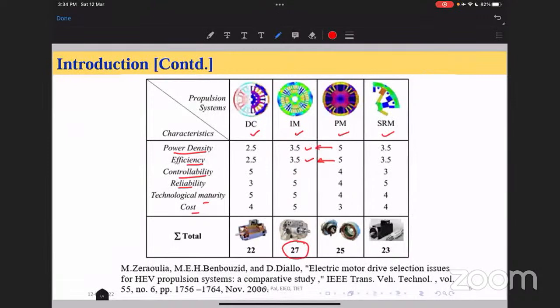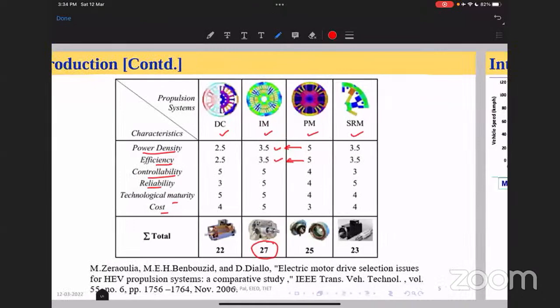That is the thing. To produce high energy or a high amount of power, the induction motor size should be bigger compared to the PM motor. That is the one disadvantage if we consider the induction motor in a propulsion system. So that is the one issue.